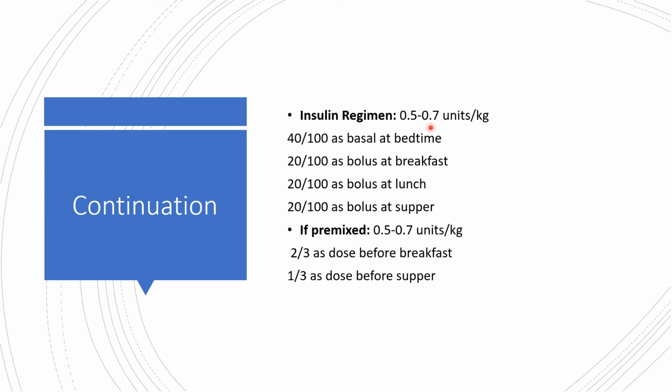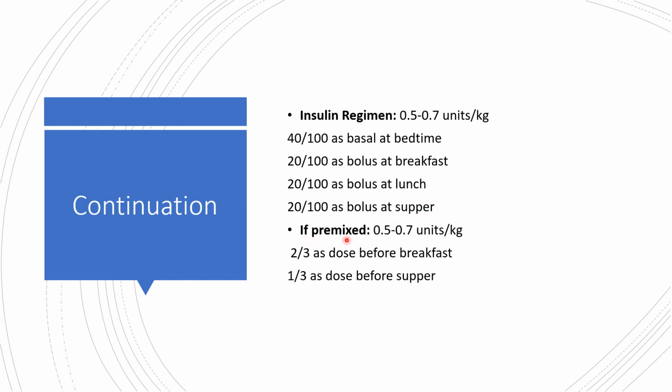0.5 to 0.7 units per kg, meaning we must get the weight of this patient, and then choose between 0.5 times that weight or 0.7 times that weight. Whatever the figure is, that is the total daily dose, right? We'll then divide it. 40%, 4 over 10 of whatever total we got, will serve as basal at bedtime. 20% will be as bolus at breakfast, 20% as bolus at lunch, and 20% as bolus at suppertime.